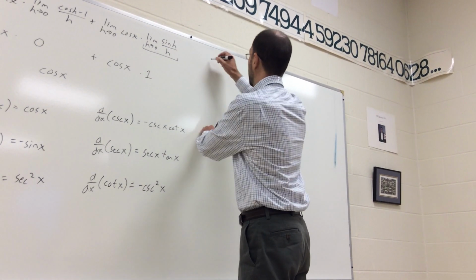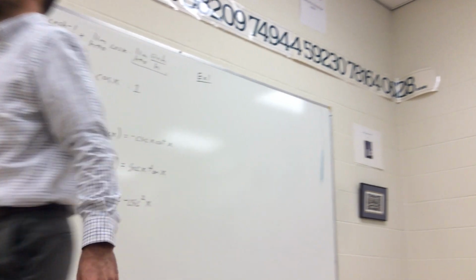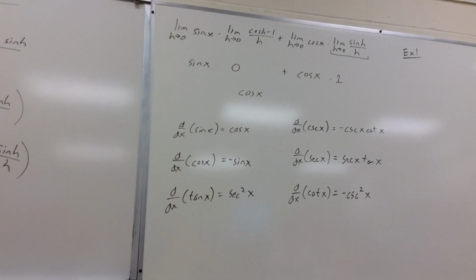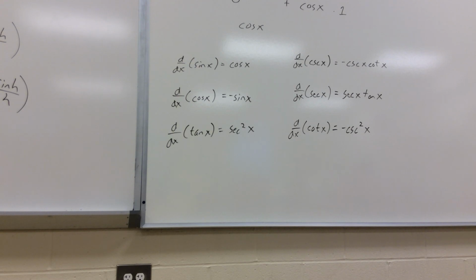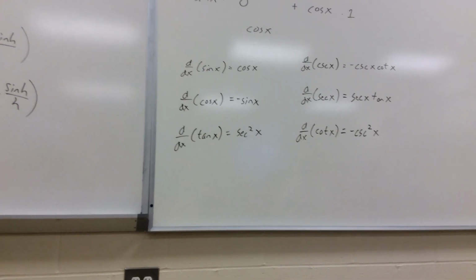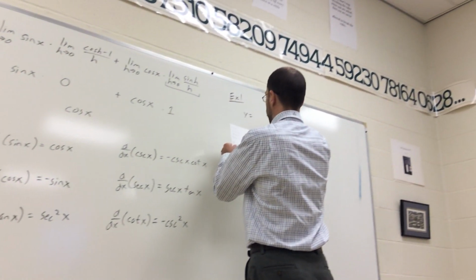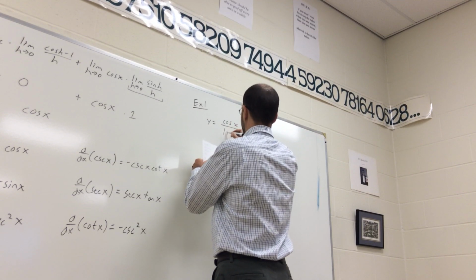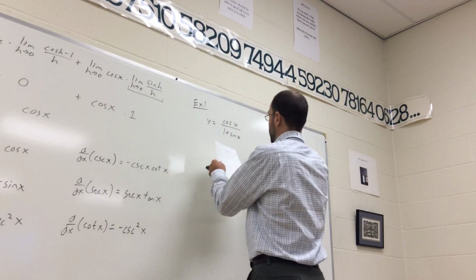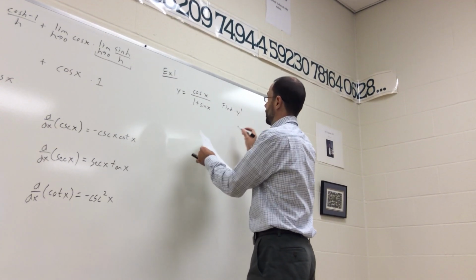All right, so now we're going to work with those facts and do a few problems with those. So the first one is y equals cosine of x all over 1 plus sine of x. And we're going to find the derivative.